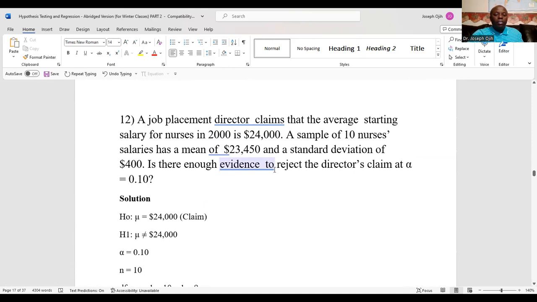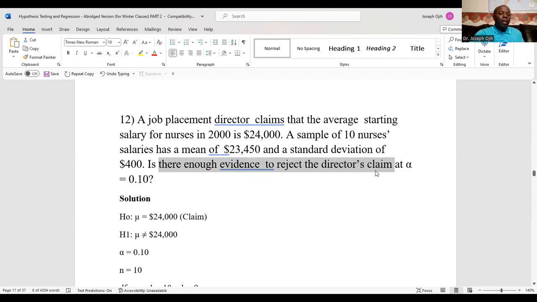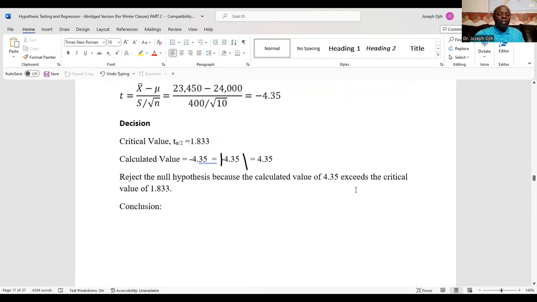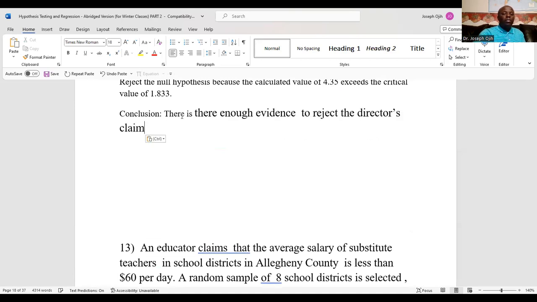There's not enough evidence to support the director's claim, or I can say there is enough evidence to reject it. So there is enough evidence to reject the director's claim.